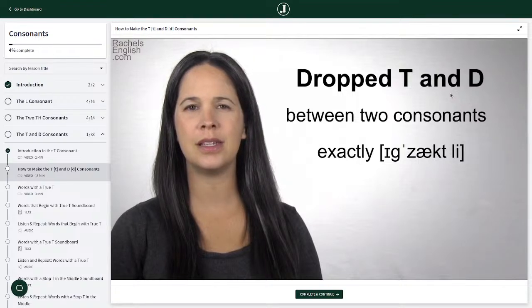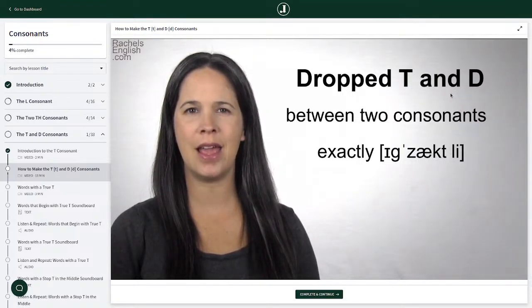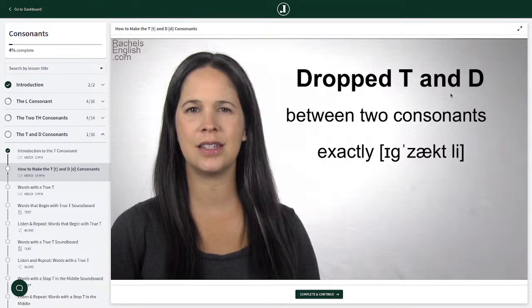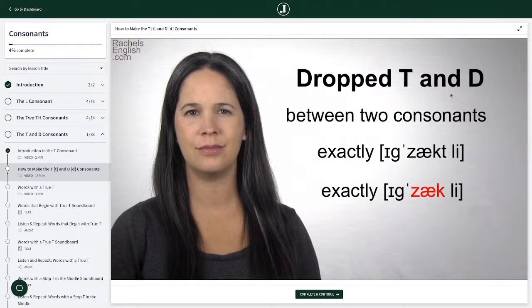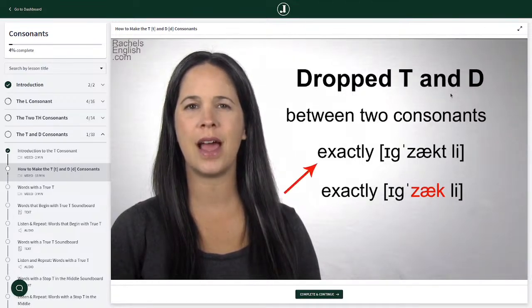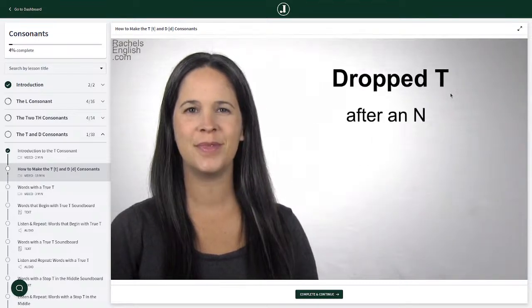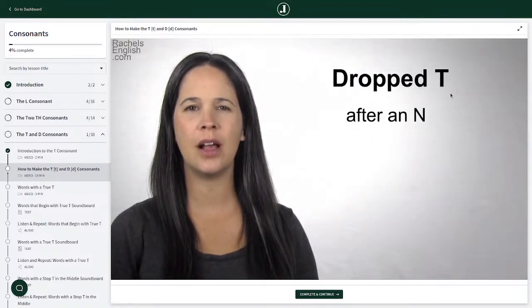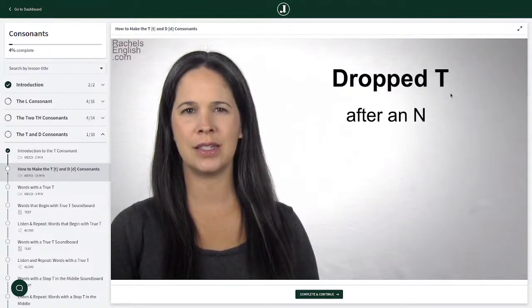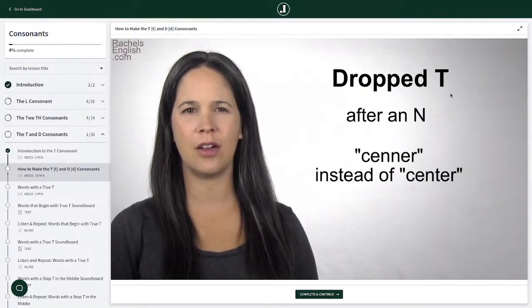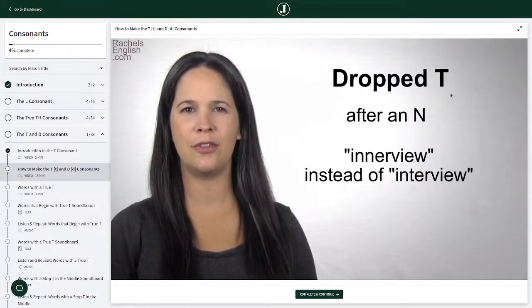For example, exactly. This word has the K, T, L consonants together, but most people pronounce it without the T. Exactly. Full pronunciation, exactly. Common pronunciation, exactly. Dropping the T between two consonants simplifies the pronunciation. Also, we often drop the T when it comes after an N. Many Americans say center instead of center, or interview instead of interview.